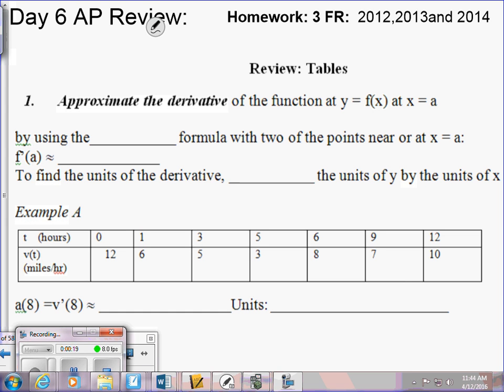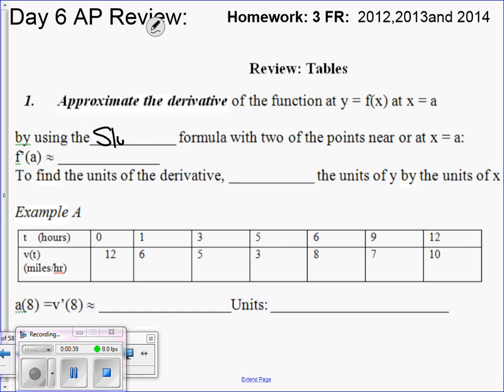Okay, so when you're just given a table of values, one of the very first things they're going to ask you to do is to approximate the derivative at a particular value. And to approximate the derivative, what formula are we going to use? Yes, slope formula. And you want to make sure you're using 2 points either at A or near A. Don't pick them somewhere far away.